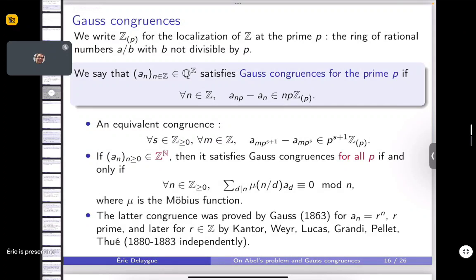So why do we look at this congruence? Because in fact, this congruence was proved by Gauss for a particular case, the case where a(n) is a geometric sequence, r to the n, first when r was a prime number. Later it was extended by many authors, independently, to the general case where r is an integer. So it's why these congruences are named Gauss congruences.